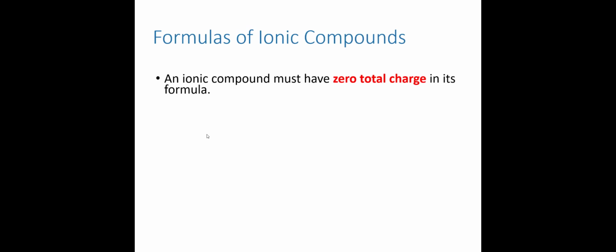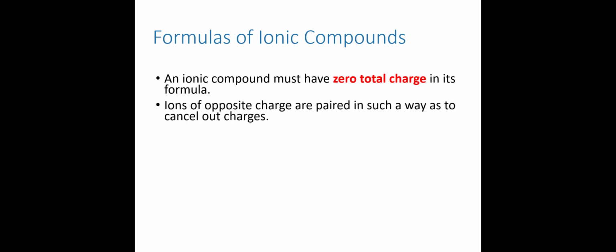The one fact which I want to emphasize above all others about ionic compounds is this. The formula must have 0 total charge. So the opposite ions, the positive ions and the negative ions, have to be put together in just the right ratio so that the charges add up to 0.